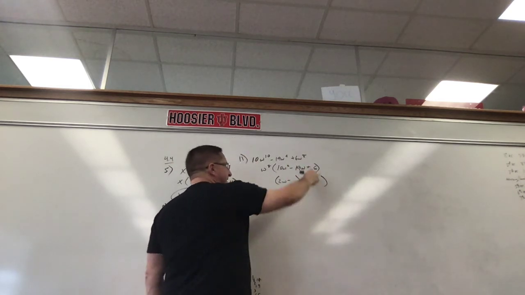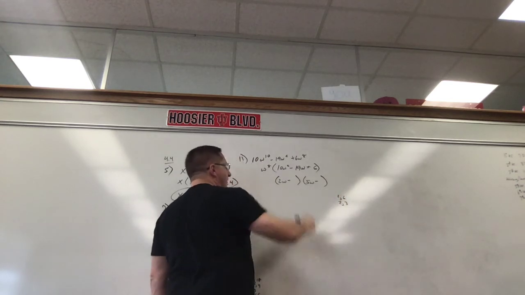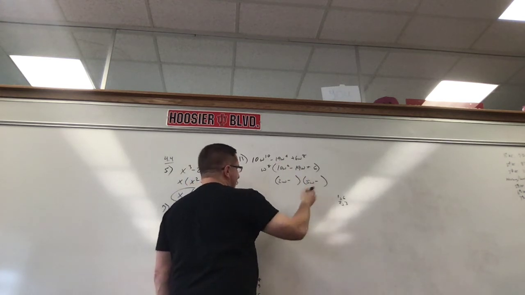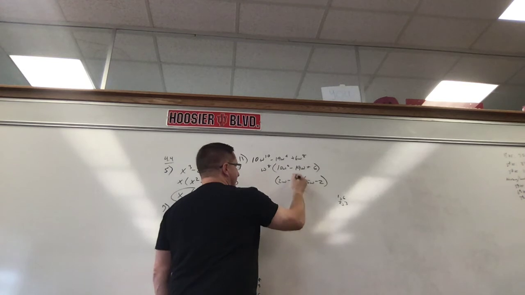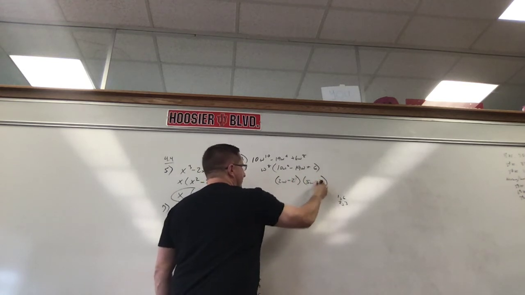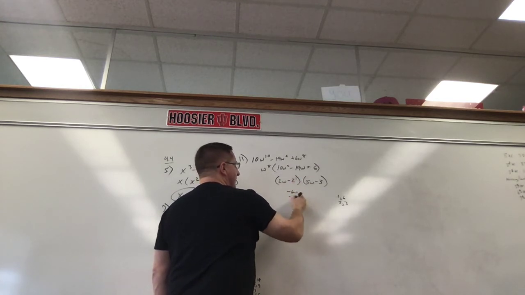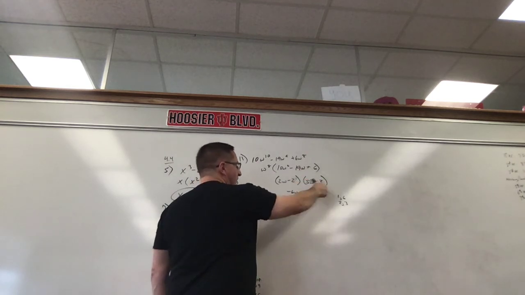To make 6, it's either 1 and 6 or 2 and 3. And 1 and 6 are not going to add up to 19 here, so that doesn't work. So I'm guessing 3 and 2. Totally guessing right here. Actually, I'm going to guess 2 and 3 first. We check our outers. Negative 3 times 2 is negative 6W. Inners is negative 10W. Together, that's negative 16W. We want negative 19W. Does that mean 2 and 3 is out?